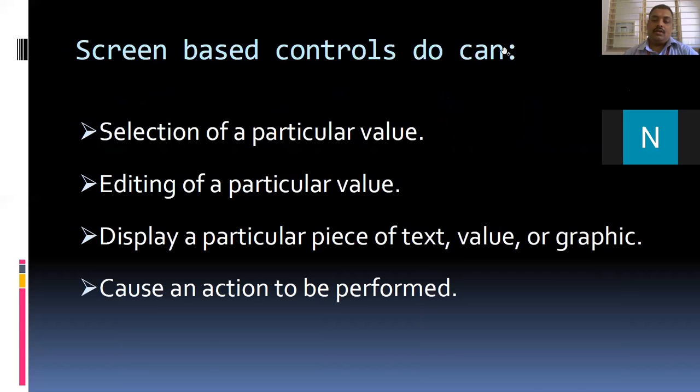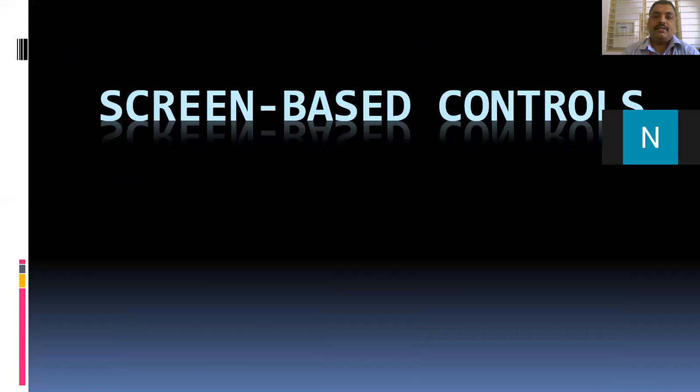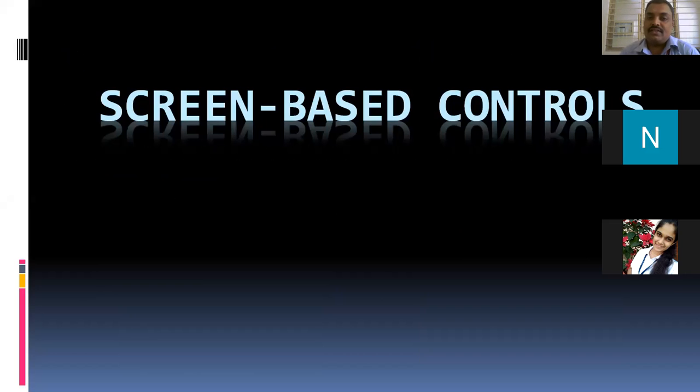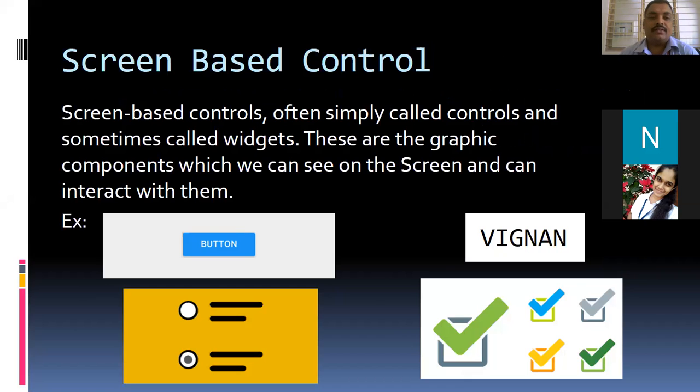Good morning, all. So let's start Module 5, the screen-based control. In today's class, we are going to understand the different controls on screen. The first and foremost thing is what the components are that control the screen. One is the button, option button, checkbox. All these things are used for controlling the screens.